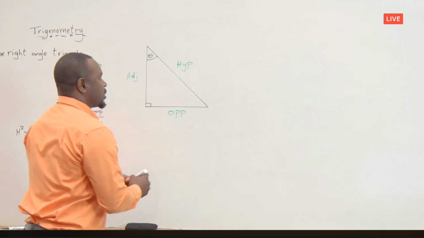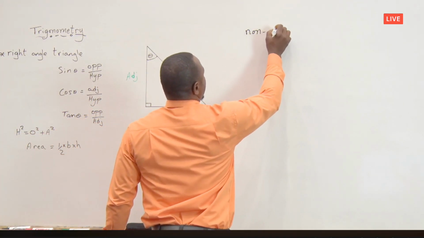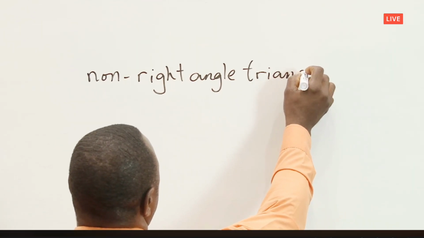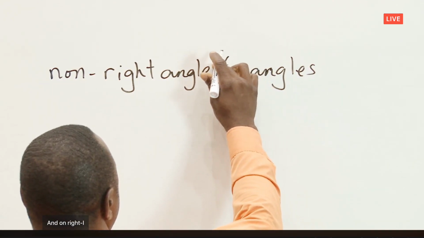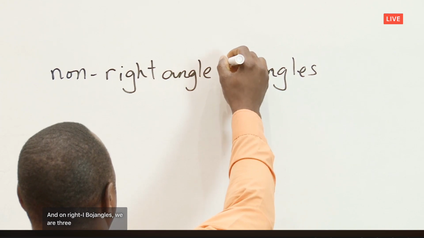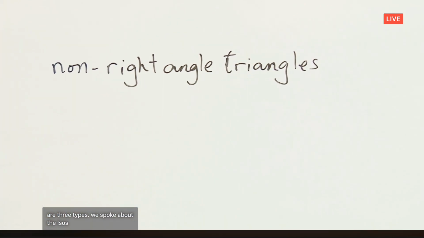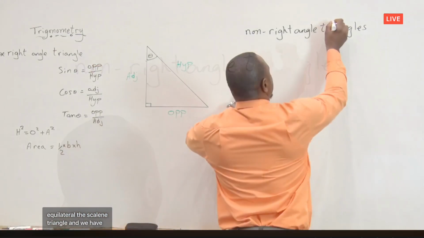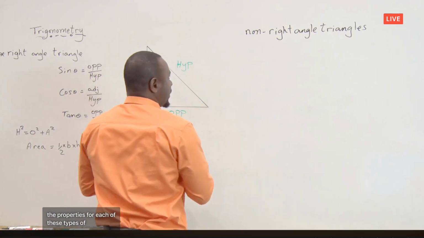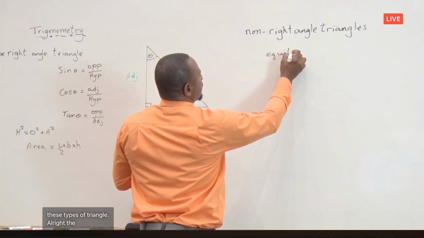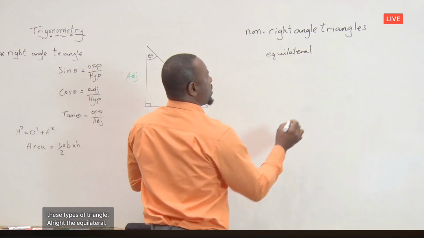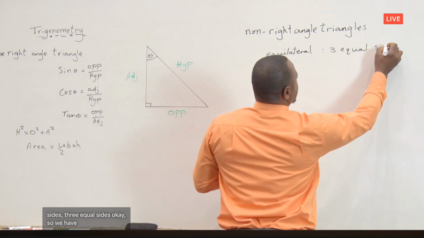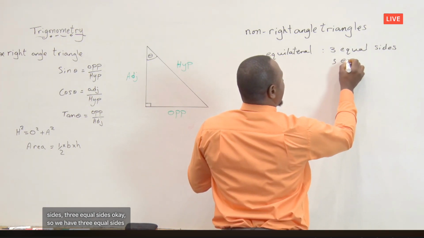Now then we go to non-right angle triangles. With non-right angle triangles, we had three types. We spoke about the isosceles triangle, the equilateral, and the scalene triangle. And we have to know the properties for each of these types of triangle. All right? The equilateral is where we have three equal sides. Okay, so you have three equal sides, and that will also give us three equal angles.